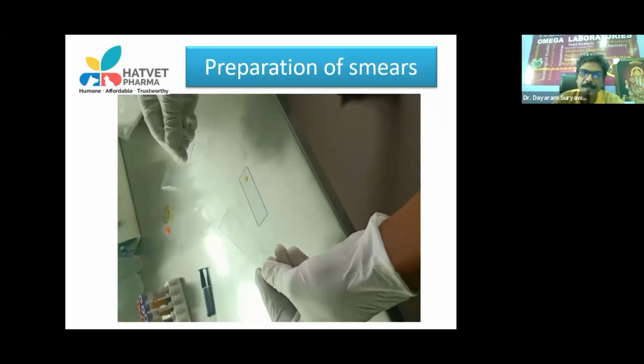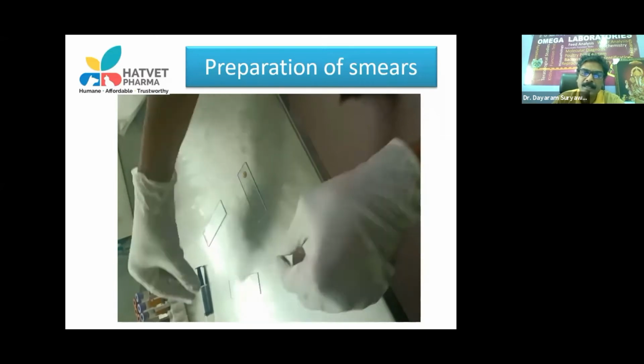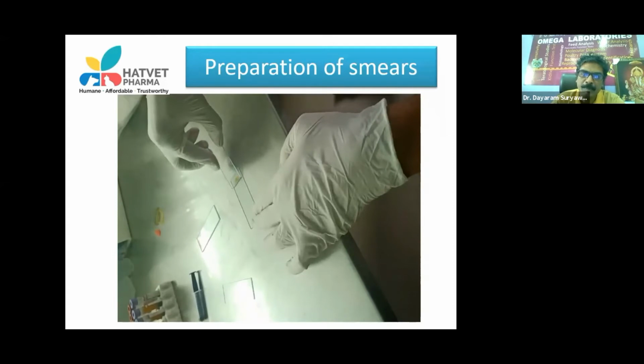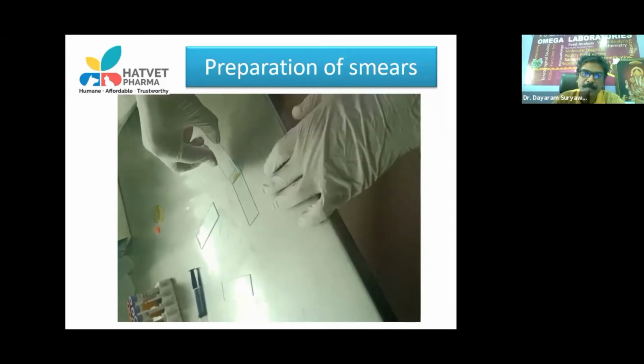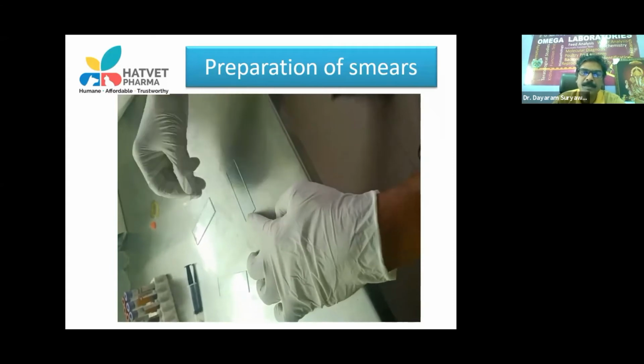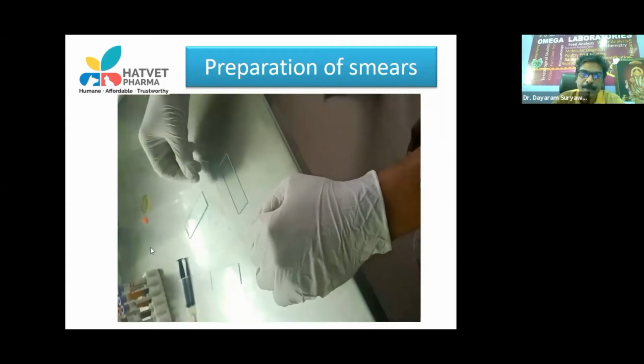This is one technique. Another technique is similar to the preparation of a blood smear. Like this, you can make an angle and make a slide. So this is how to prepare the smear.